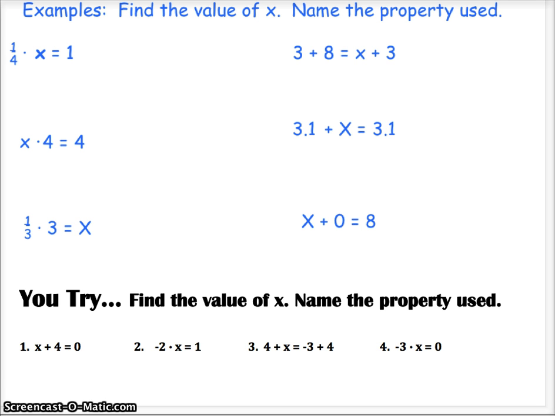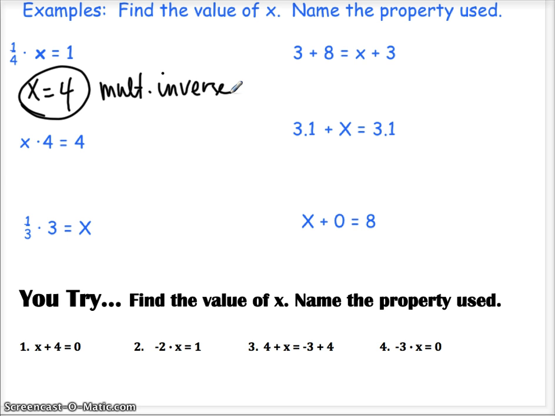So, 1/4 times x equals 1. What does x equal? Well, that's saying you're going to get the identity when you multiply, so you want the reciprocal, or the multiplicative inverse of 1/4. What's the reciprocal of 1/4? 4. All right, so x equals 4, and name the property. That is the multiplicative inverse. Because when you multiply a number by its inverse, you get 1, which is the identity.